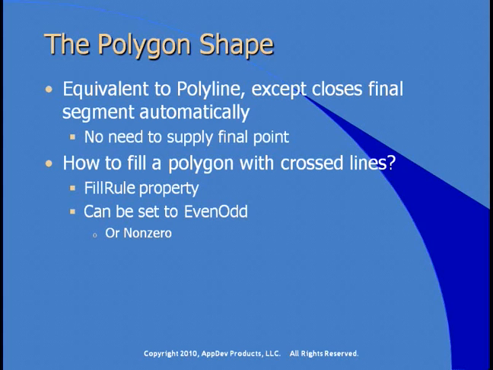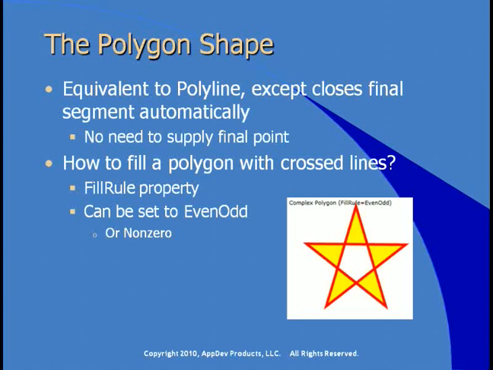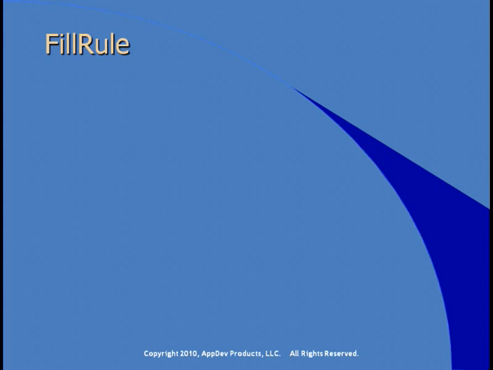I will just say that it took me a good long while to figure out the documentation on these two property values, so I'll try to summarize how these work. Here is a complex polygon with crossed lines, and the fill rule has been set to even odd. Setting it to non-zero, the entire shape fills. Why is that? Well, let's go look at the rules.